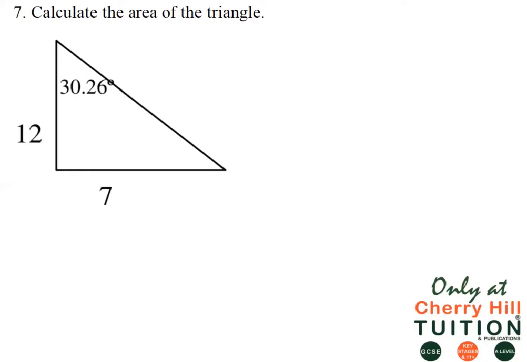Question 7, calculate the area of the triangle. So we have two lengths and we have an angle. However, we cannot use half AB sine C. The reason for this is because the angle is not in between the two lengths. Luckily, this triangle is a right angle triangle, so we can just use 12 multiplied by 7 divided by 2 to find our answer. So 12 multiplied by 7 divided by 2, you should get an answer of 42 units squared.